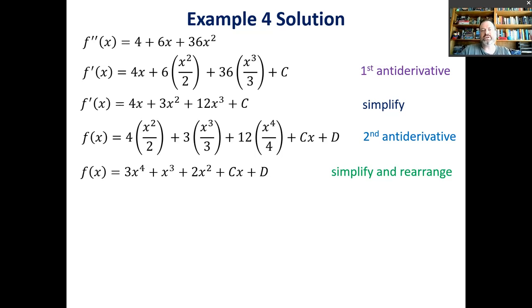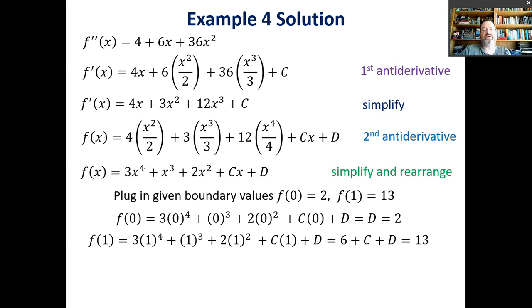So what we have to do is plug in our known values. We were given that f of 0 is 2 and f of 1 is 13. So we just plug everything in. Here we have f of 0, so 3 times 0 to the 4th, and so on. Everything with the 0 goes away. This is just d equals 2. Well, we know d equals 2. That's easy.